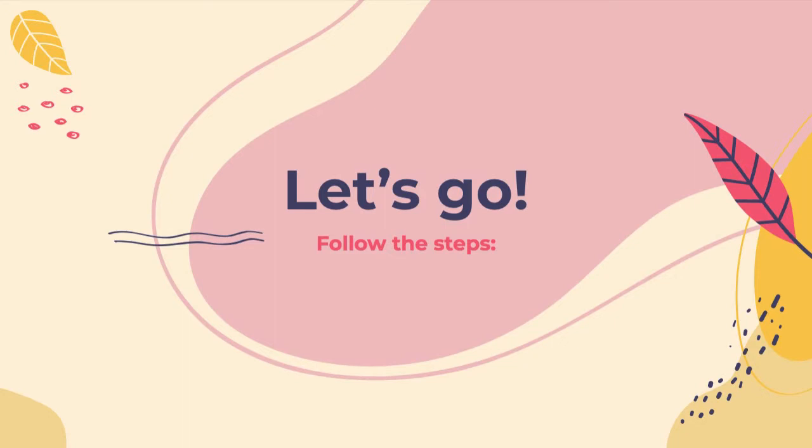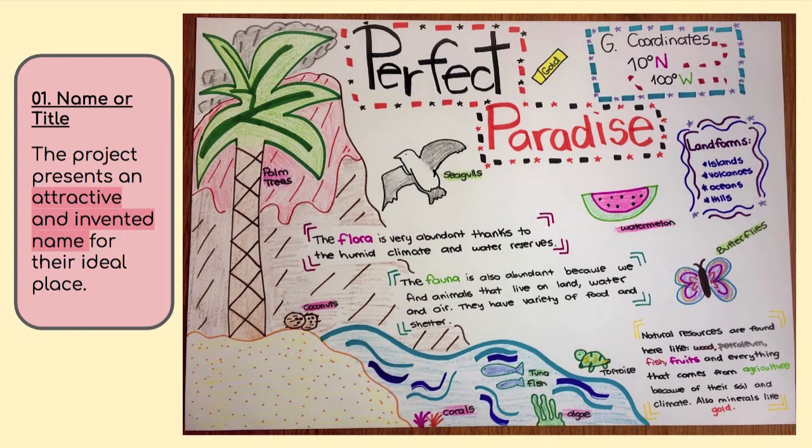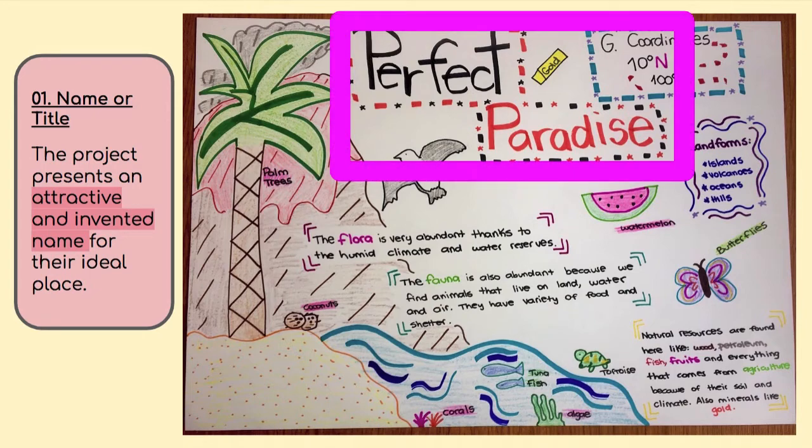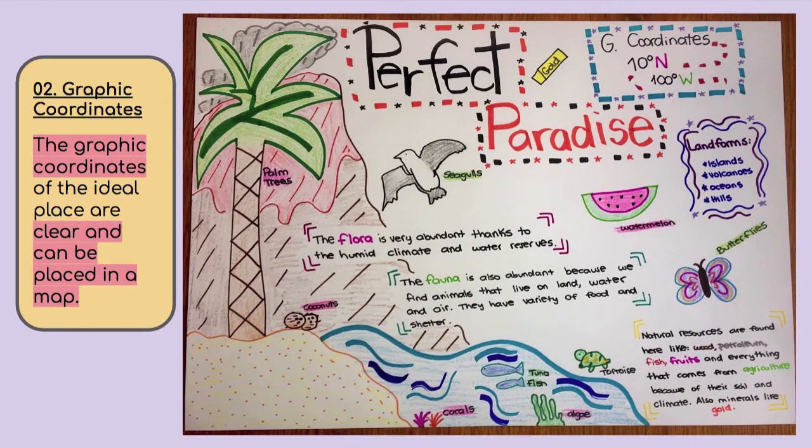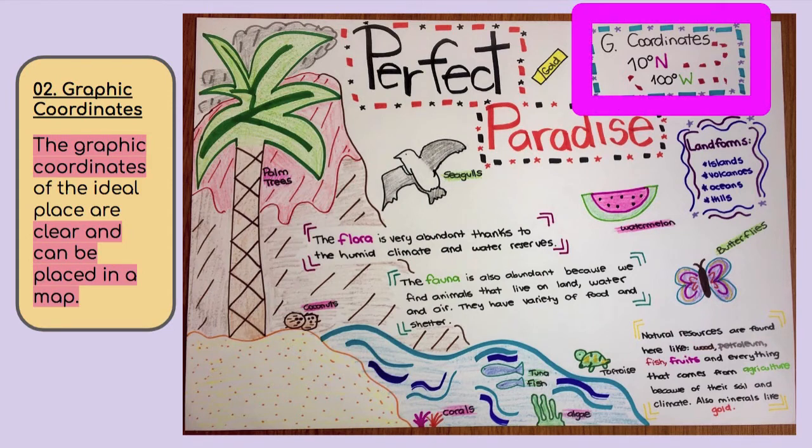In first place, you have to have an attractive and inventive name. Do you see mine here? It is called Perfect Paradise. In second place, your ideal place needs to have graphic coordinates that are clear and can be placed in a map. This needs to be real coordinates.